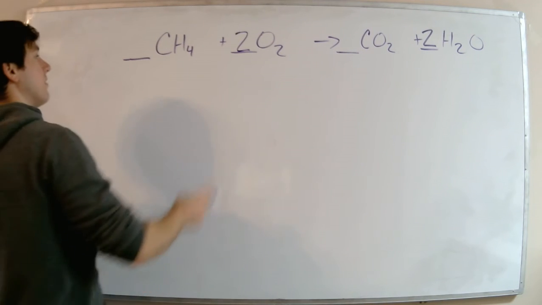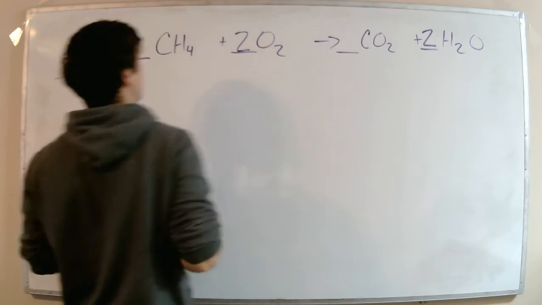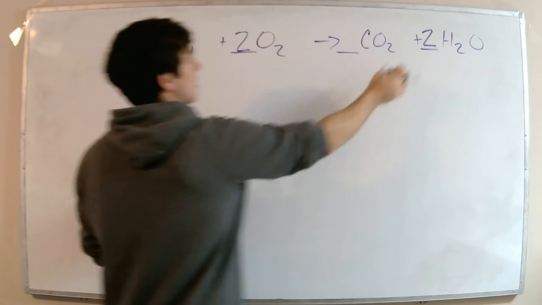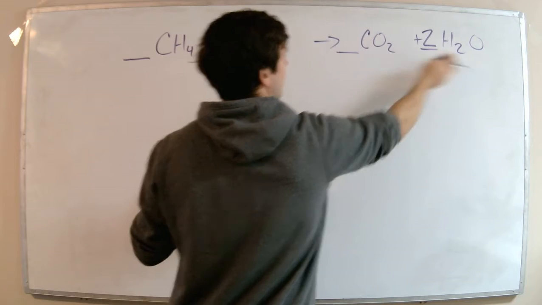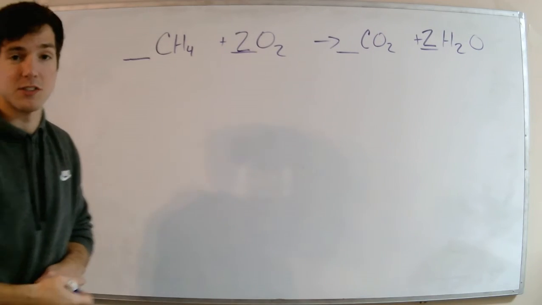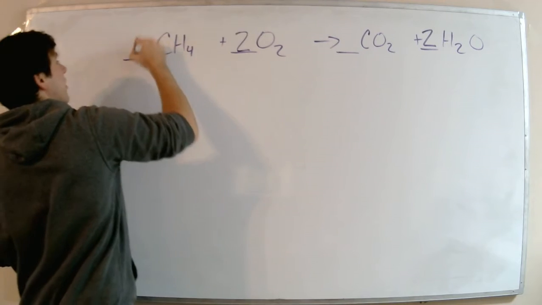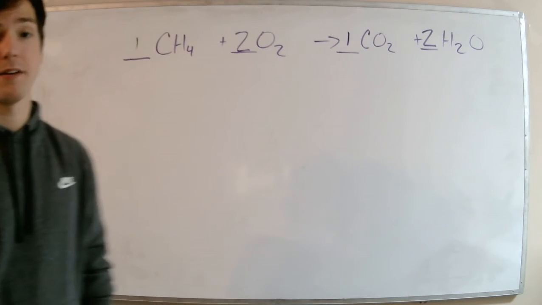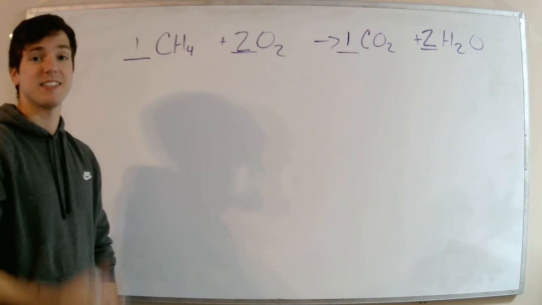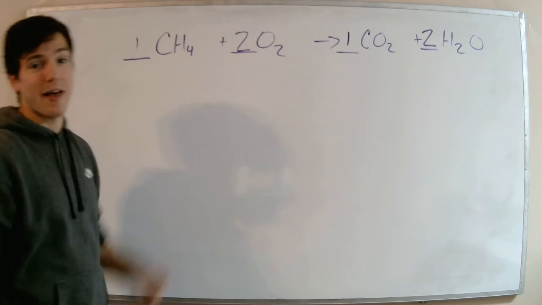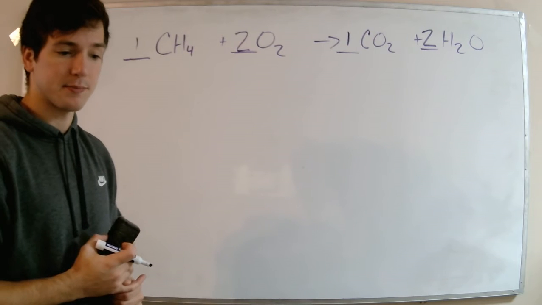So now I have 1 carbon, 4 hydrogens, 4 hydrogens. I have 2 oxygens there, 2 oxygens here for 4, and I got 4 oxygens there as well. This is balanced. You can go ahead and put a 1 in front of these if you want to. You don't have to, okay? They're implied if they aren't put there. And this is another balanced chemical equation. I saved oxygen for last since it's by itself.